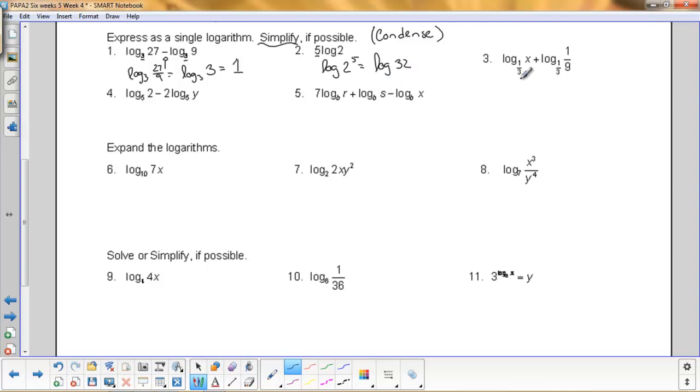Next one, we're going to identify that the bases are the same. They are, therefore we can condense. We're going to identify what symbol it is, therefore we can understand what property to use. The product property will be the one I use to condense this log. Log base 1/3 of 1/9 x.